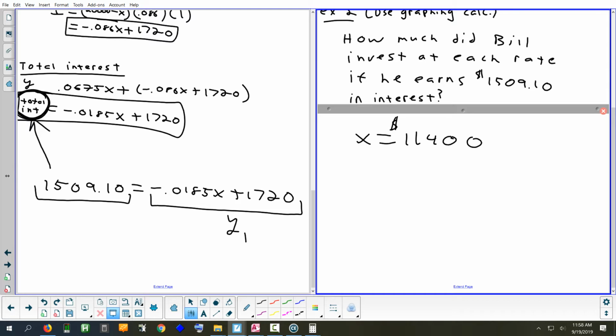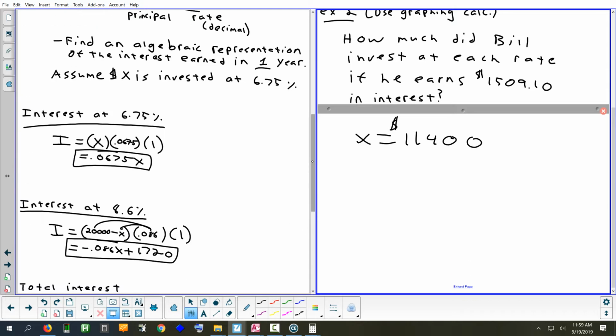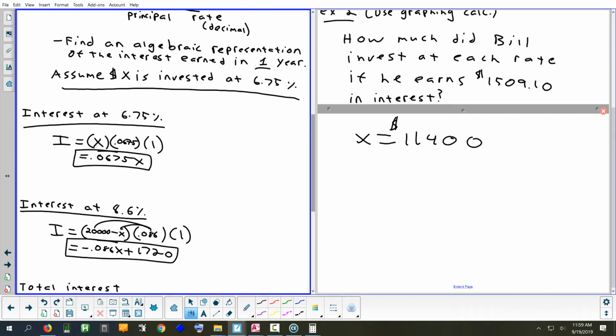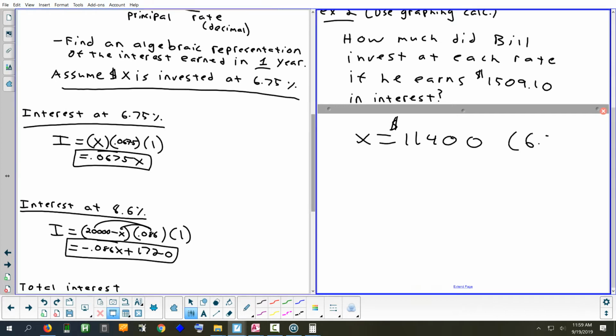What was x again? Alright. Well, it's an amount of money, because it has a dollar sign on it. But what amount of money is x? Yeah. The lower interest rate. So it's the amount of money invested at 6.75%. So that much money he put in the lower one.